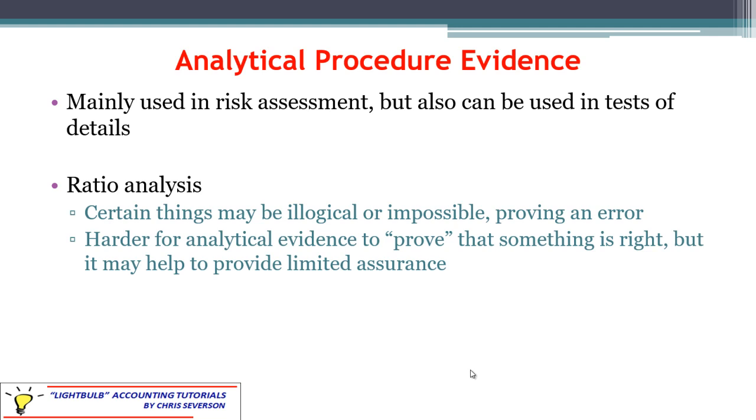The problem with ratios is that there might be certain things that you find that are either illogical or possibly just flat out impossible. But the problem is proving that error. So it might give you a red flag that an error exists, but it's hard for the ratios themselves to prove that this number is not correct. Here's what the proper number should be. It might be able to tell you that this number doesn't seem right, but it's probably not going to tell you what the true number is. So because of this, it's providing limited assurance.